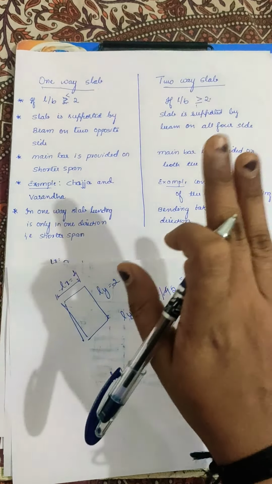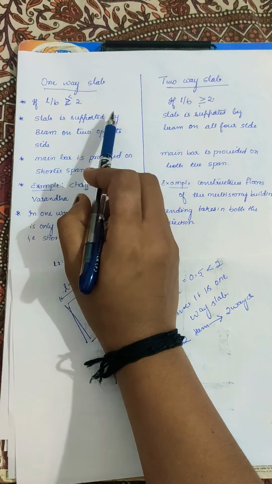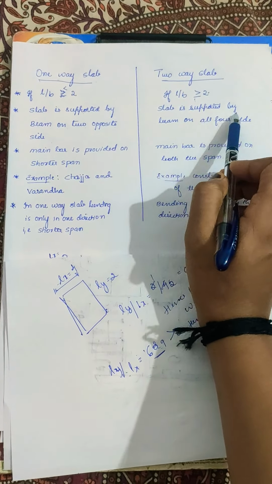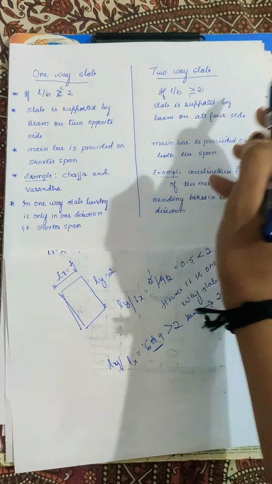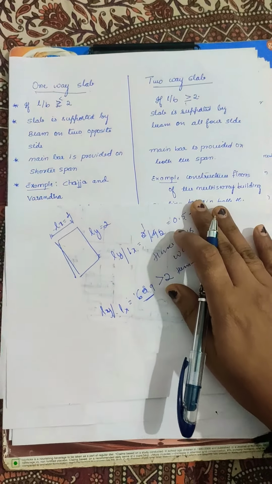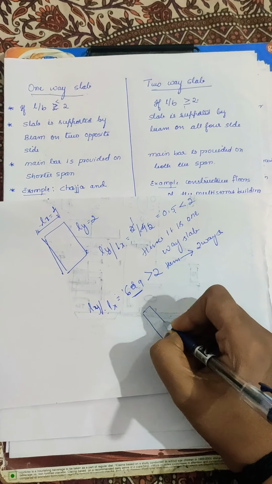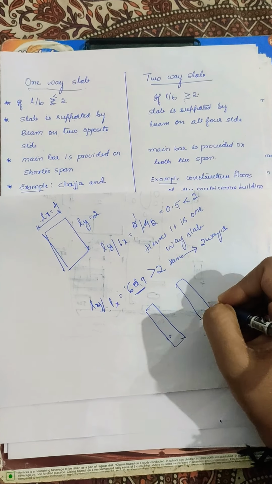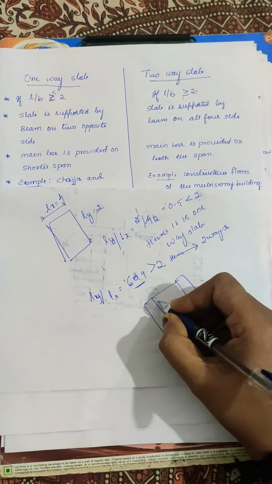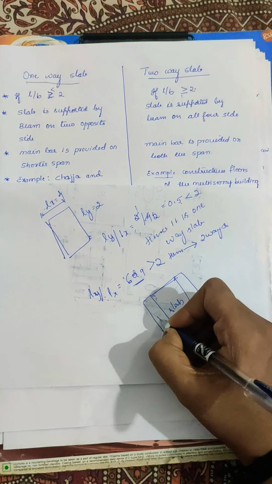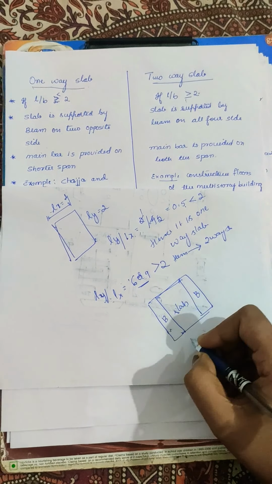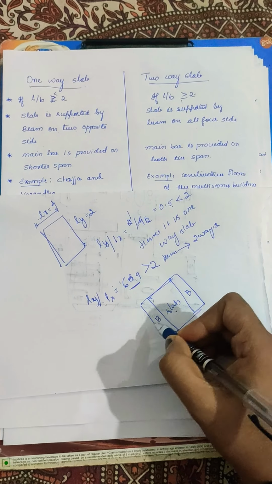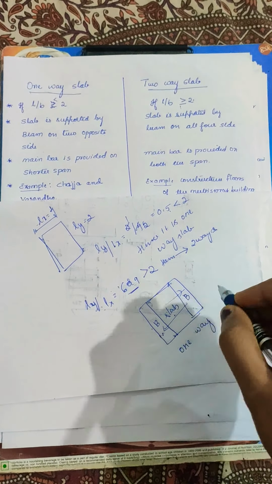Okay. So coming to the next point, in one-way, the slab is supported by beam on two opposite sides. In two-way, the slab is supported by beam on all four sides. This I will show you. So here, in case of one way, this becomes a beam and this is one more beam, and this is your slab. So in case of one-way slab, this slab is supported by beam on two opposite sides.